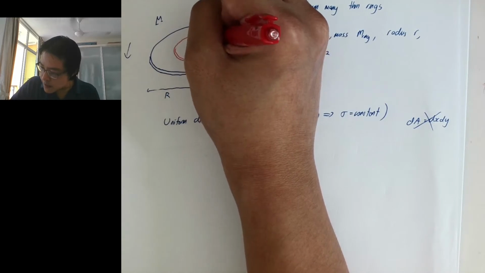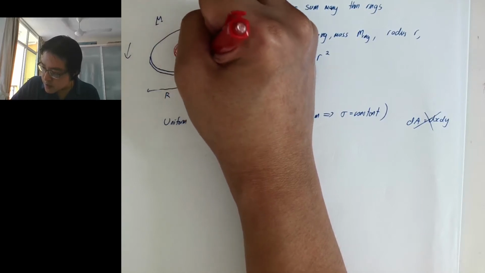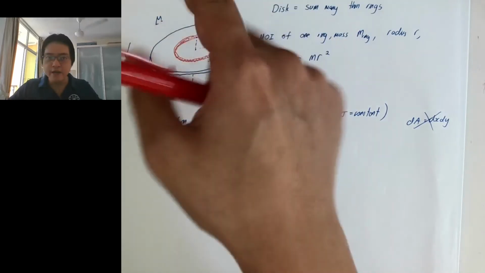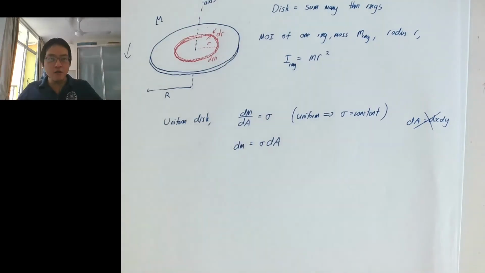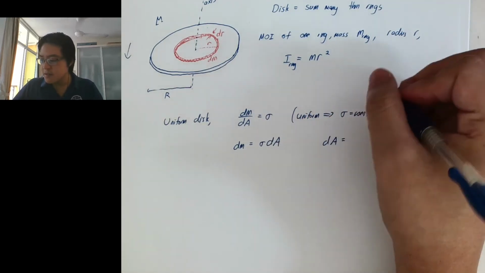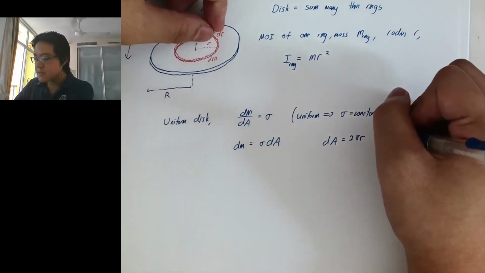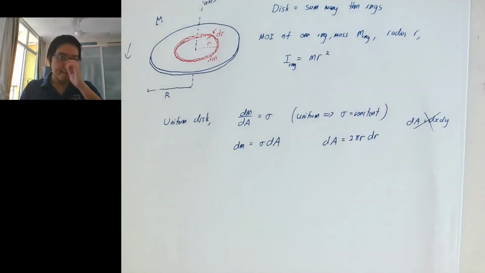Okay, so the area of this very thin ring should be, well, imagine if I take the ring and unroll it. I've got something of length 2 pi r, and then the thickness will be dr. So therefore, do you agree that the area is the circumference times the thickness of this ring? Okay, do you agree?